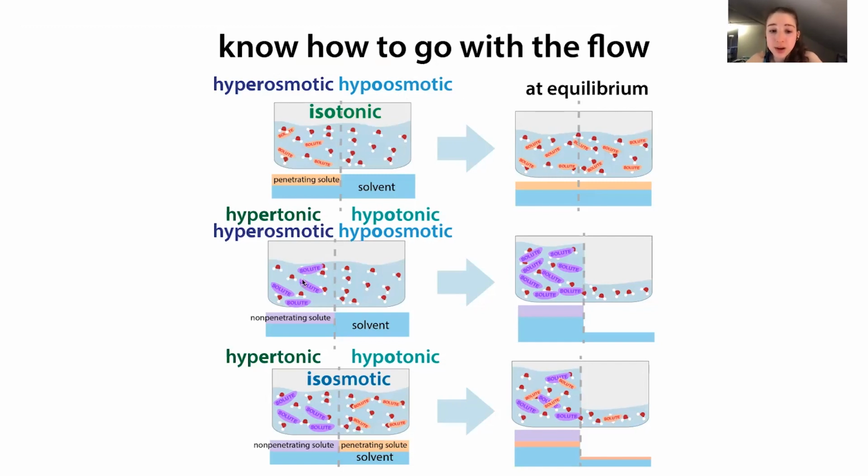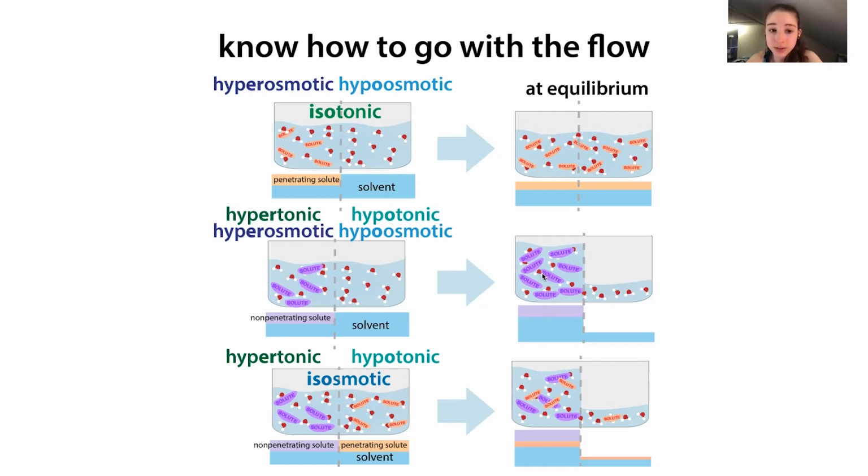What happens if you have non-penetrating solute, however? Here, if all your solute is non-penetrating, now the solution is going to be hypertonic because you have a higher concentration of non-penetrating solute. It's going to be hyperosmotic because you have a higher concentration of dissolved things. And then this side, conversely, is going to be hypotonic and hypoosmotic. And so what's going to happen now is your solvent is going to move. You are going to have this net movement of the solvent.